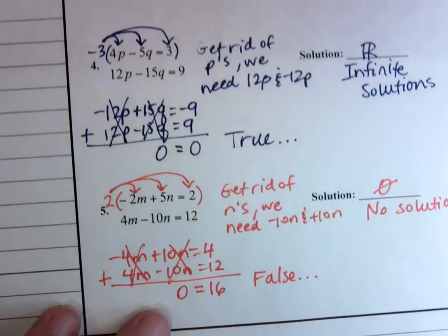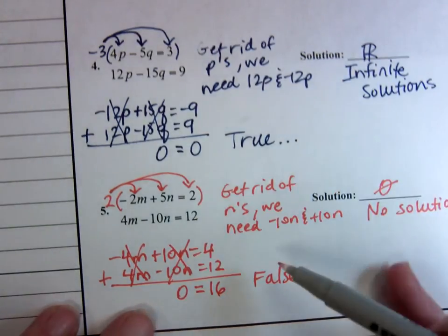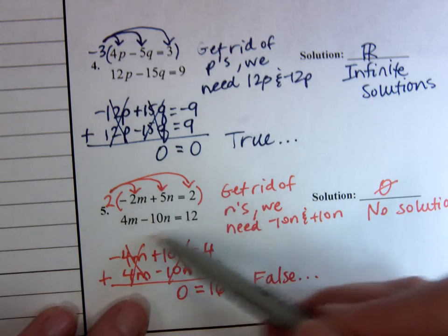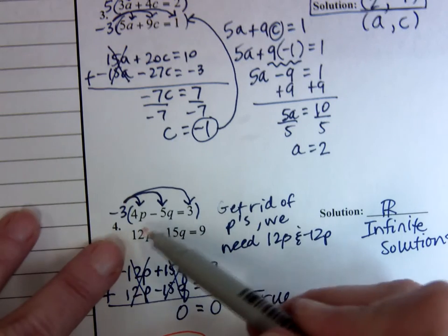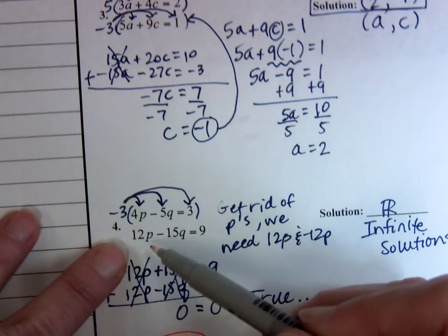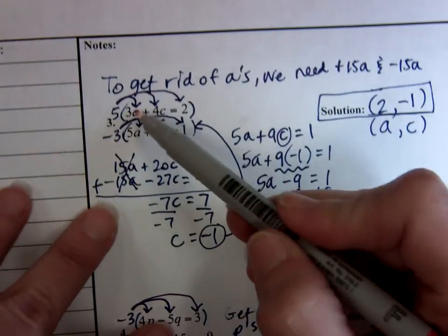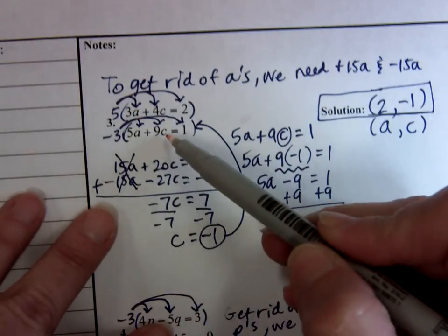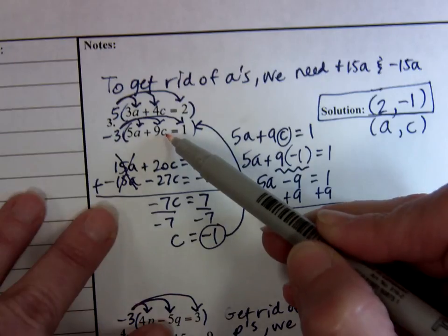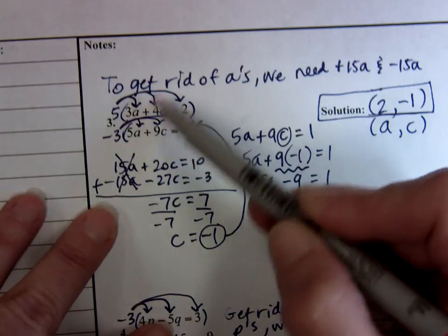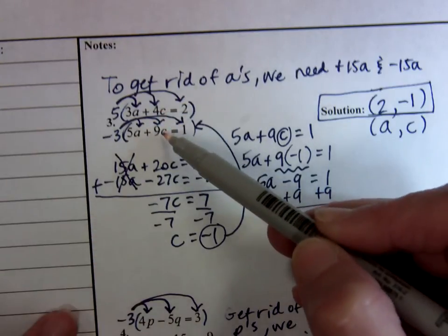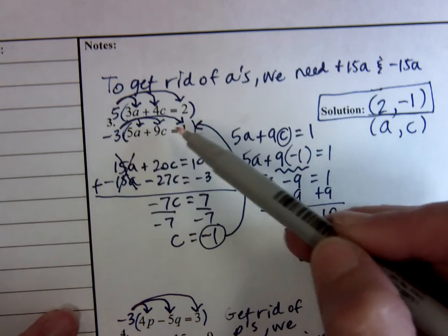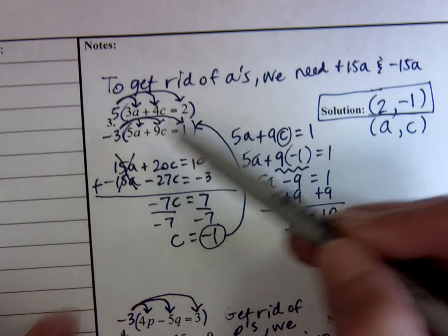So remember, each time we were looking to get a magic number. Here the magic number was a negative 10n and a positive 10n. Here the magic number was a 12p and a negative 12p. Here the magic number was 15q and negative 15q. What would have been the magic number if you wanted to get rid of the c's? 36c. That's right. You would have had 36c on top and a negative 36c on bottom, or vice versa. And so you would have had to multiply by the right number to make the 36c happen, that magic number of 36c.